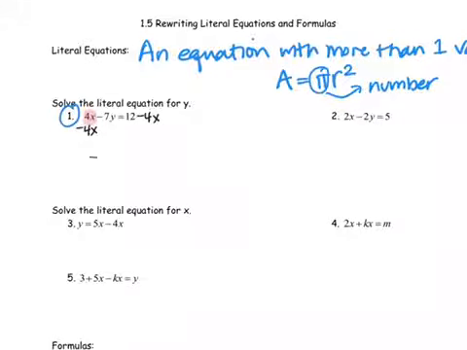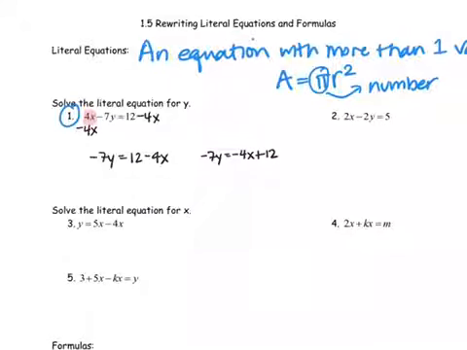Now, some of you might have gotten used to seeing the 4x written first, the minus 4x. That's okay. You can write it as negative 7y equals negative 4x plus 12. And in fact, when we get to the solving equations, graphing linear equations chapter, we will do this.